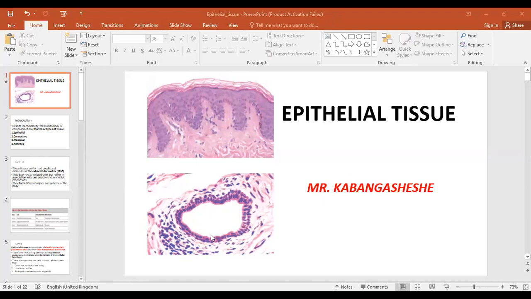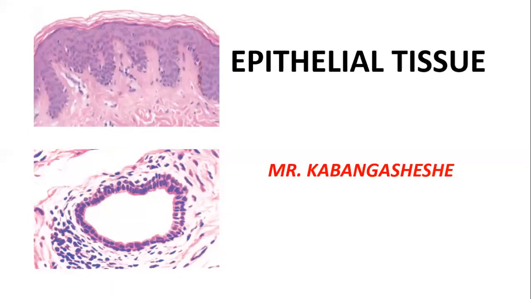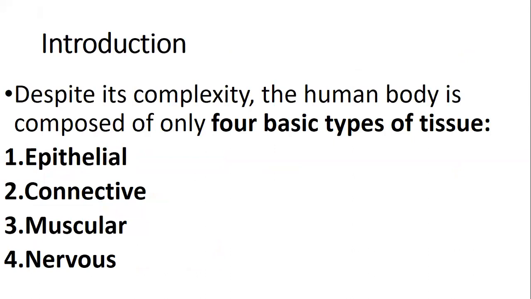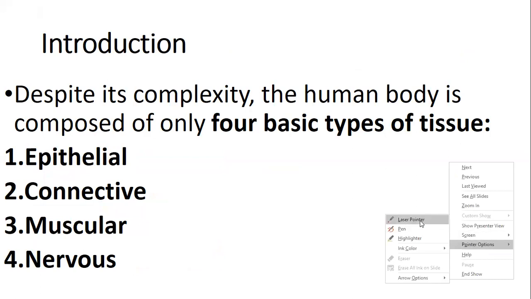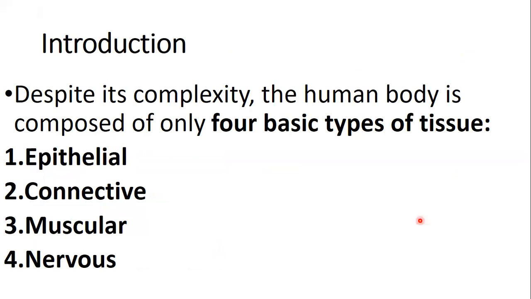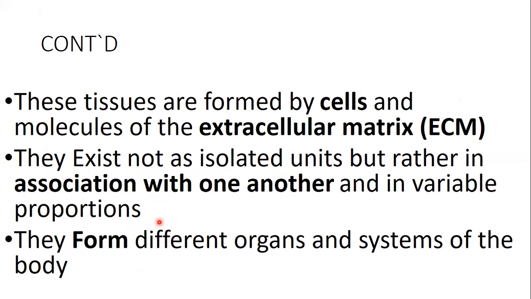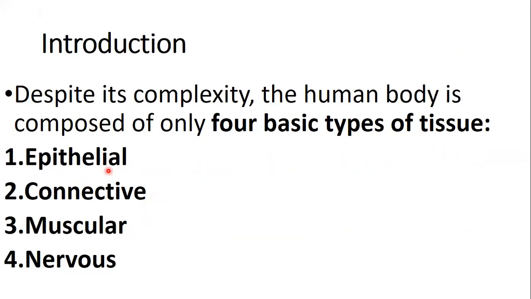Okay, so today we'll look at tissues. There are 4 basic tissues in the human body, namely epithelial tissue, connective tissue, muscular tissue, and nervous tissue. These tissues make up organs in the body. Various organs in the body are made up of a combination of all these 4 basic tissues. Today we'll focus on the first one, which is epithelial tissue.